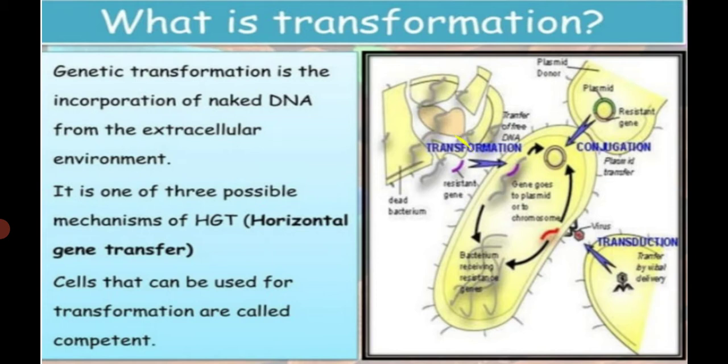In conjugation, for the transfer of genetic material there is a need of a plasmid, so it is plasmid mediated recombination. And in transduction there is a need of a bacteriophage for the transfer of genetic material from donor to recipient cell. So these three are HGT, horizontal gene transfer, and the cells that can be used for transformation are called competent.